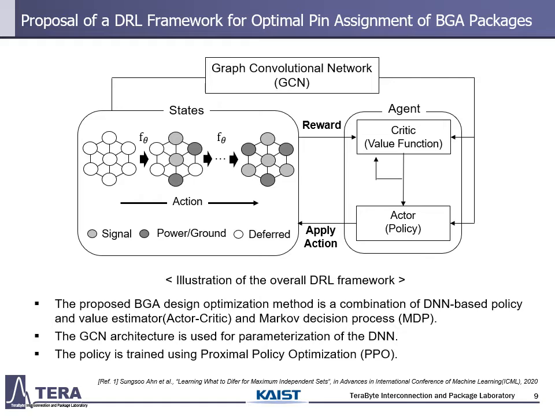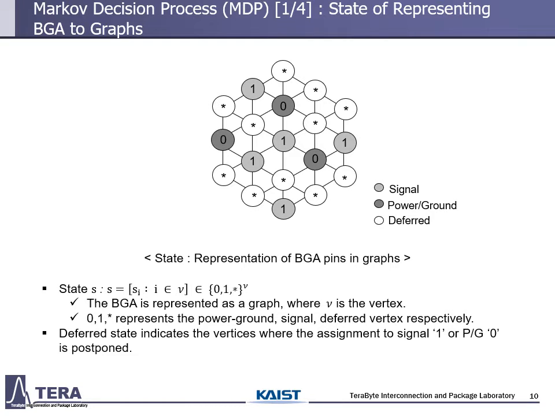And the overall framework, as shown in this figure, is in the form of an actor-critic framework with a combination of the Markov decision process. And each actor network and critic network takes the form of a graph convolutional network. Now I will briefly introduce the Markov decision process, which is the mechanism of the training process in reinforcement learning. And this Markov decision process consists of 4 components: state, action, transition, and reward.